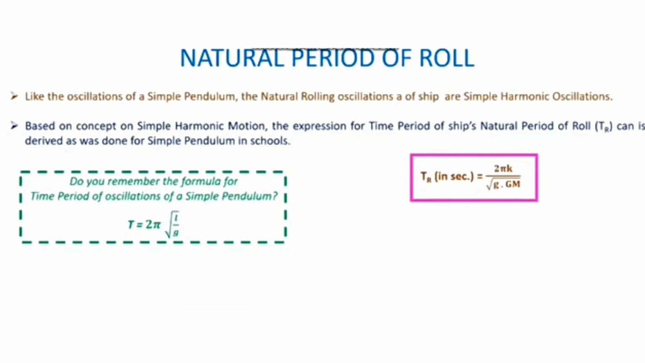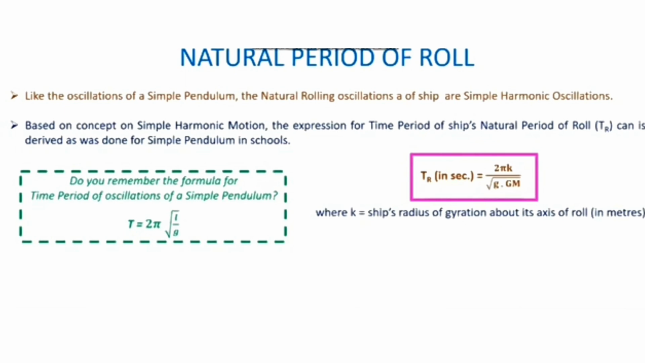Okay. Now, what is in this? K is the radius of gyration about the axis of roll, whichever is the axis of roll about which the ship rolls. What do we mean by axis of roll? When the ship rolls, you see, if ship rolls to starboard, what happens?